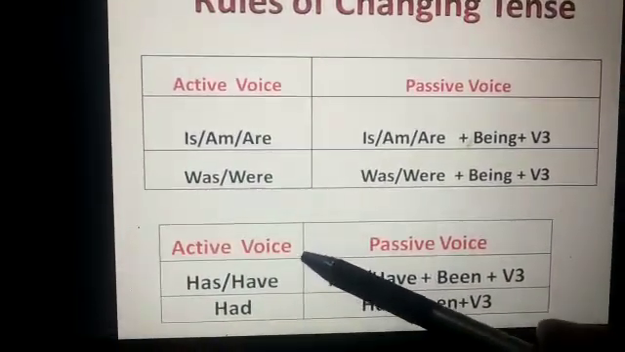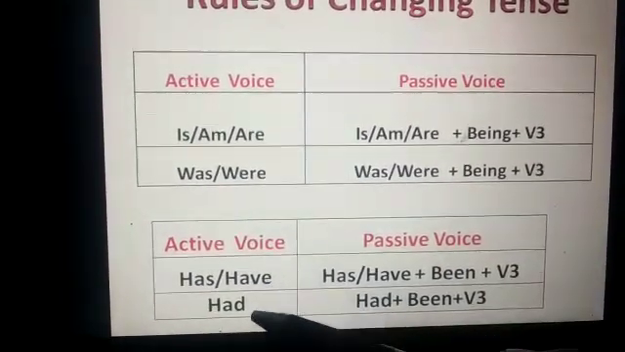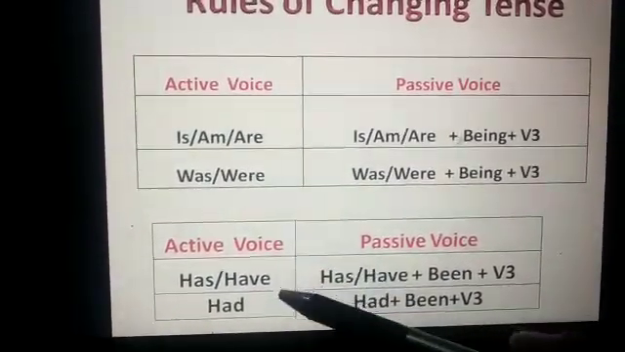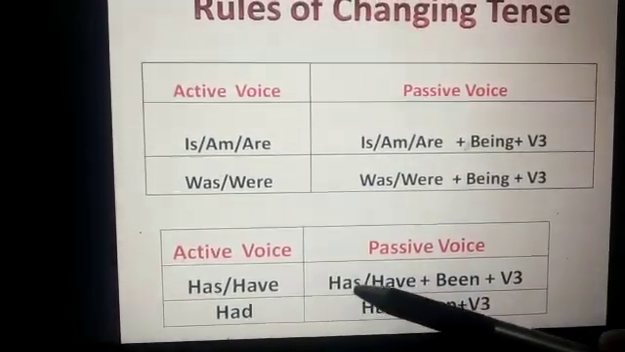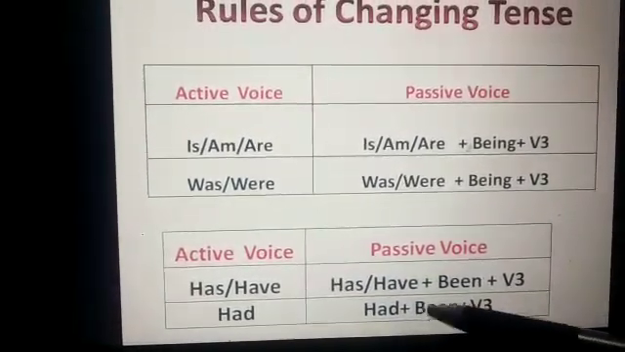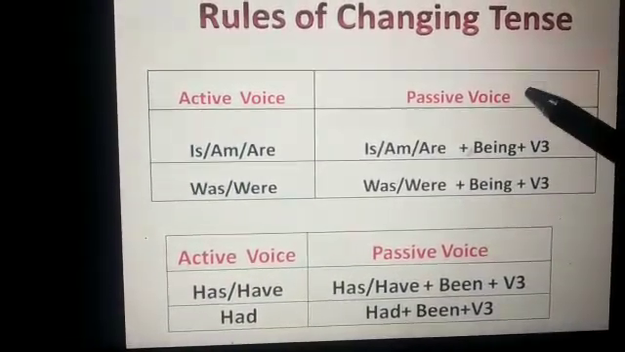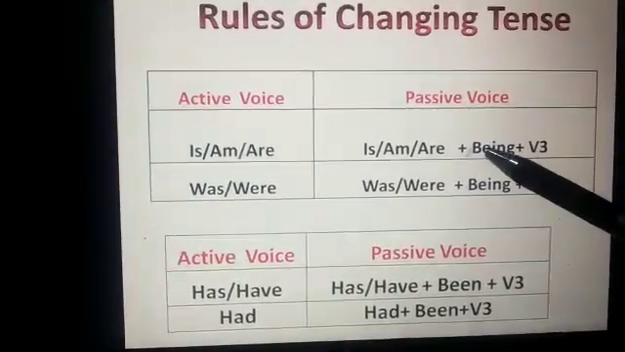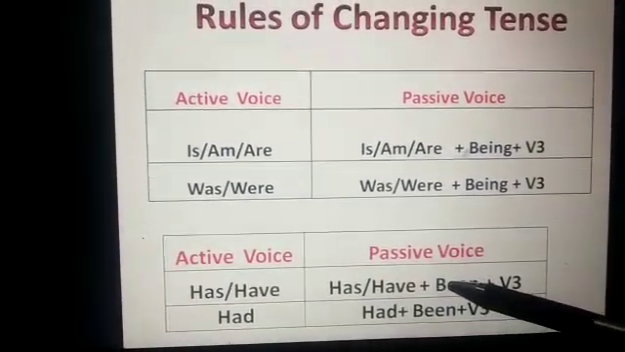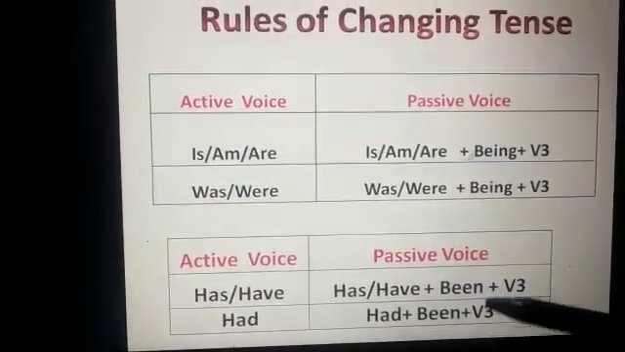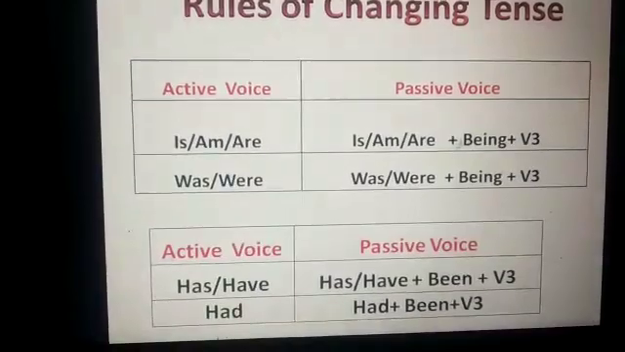Number 2, if the active voice has, have or had, any of these, present or past, in passive form we will use has been, have been, or had been. Remember, just see the difference. Here we are adding being, and here in perfect we are adding been, and the form of the verb is same all the time. Okay, let's see the next.